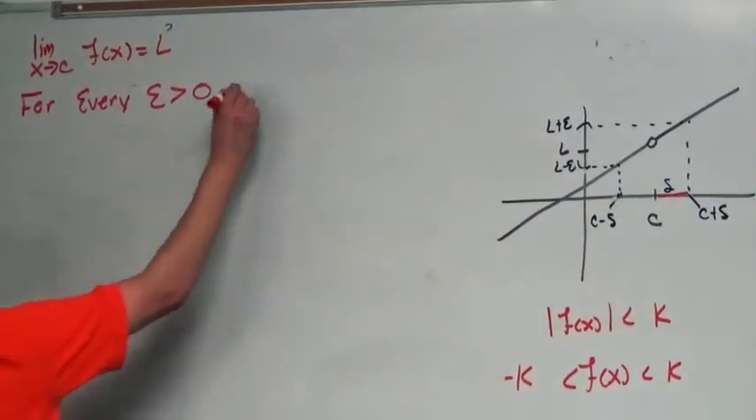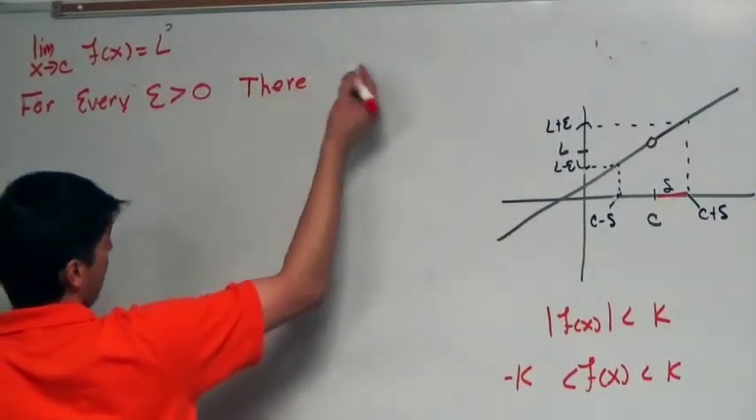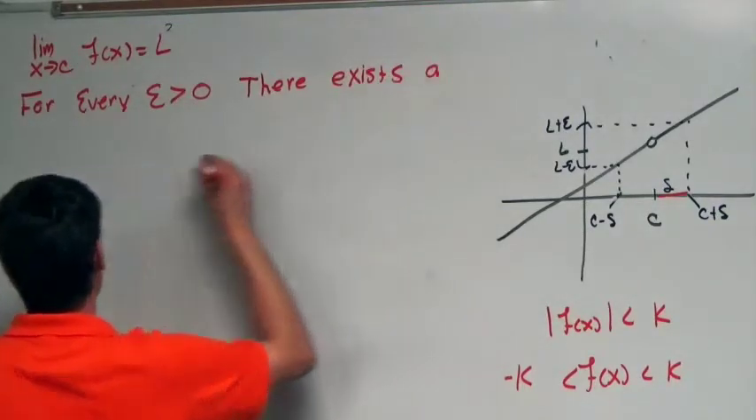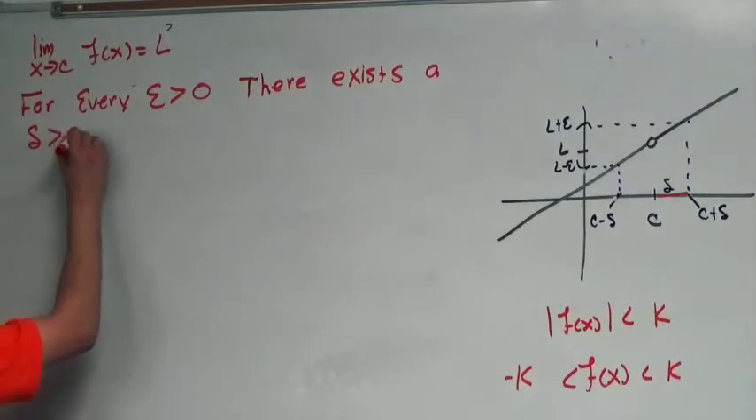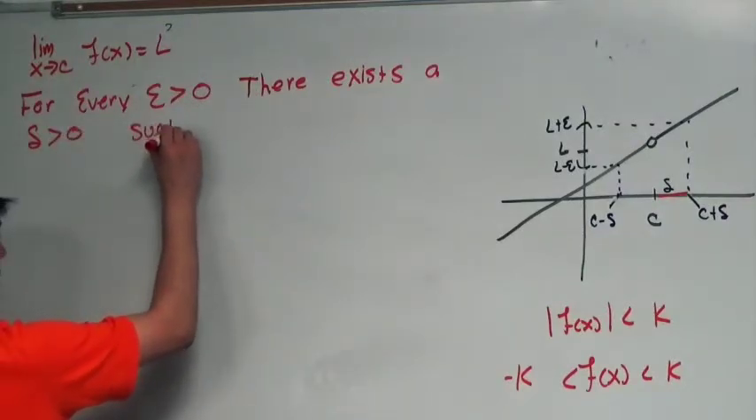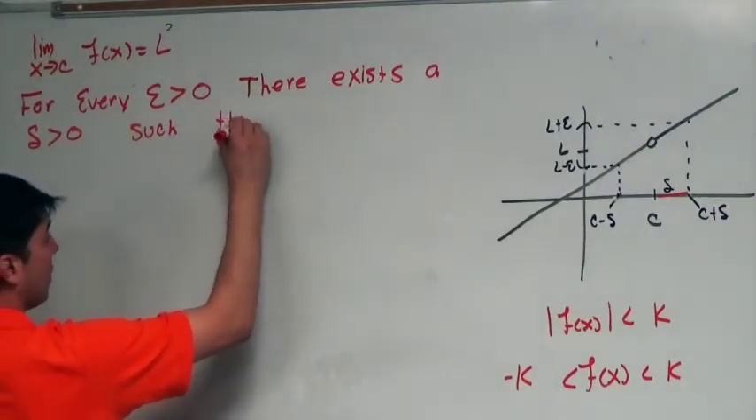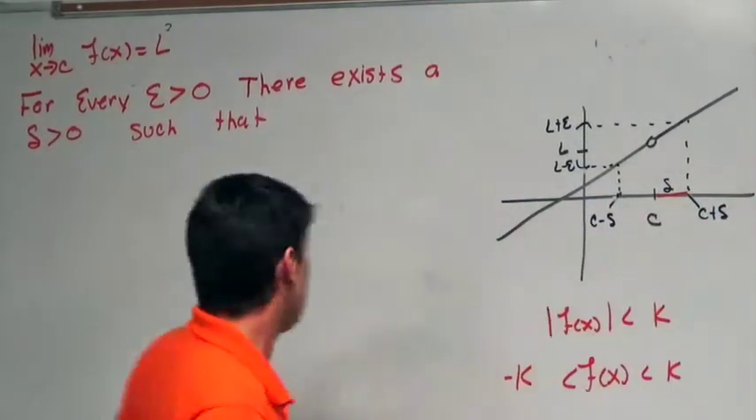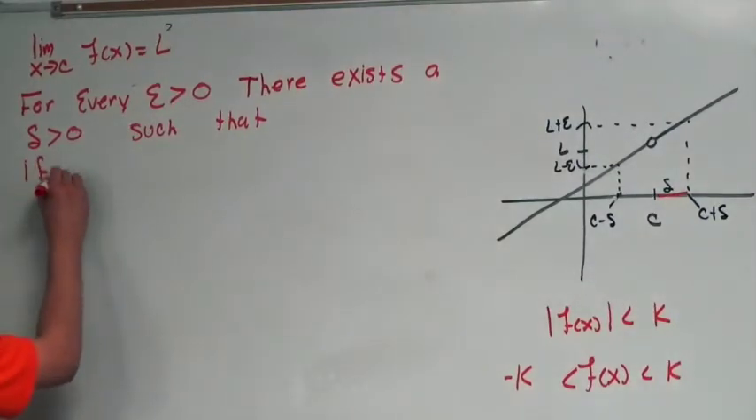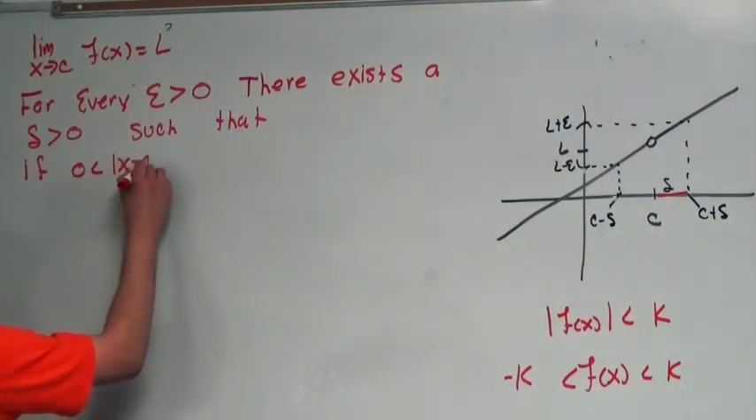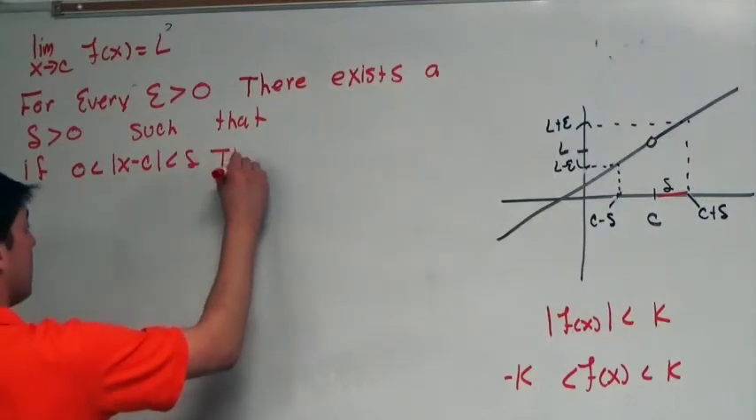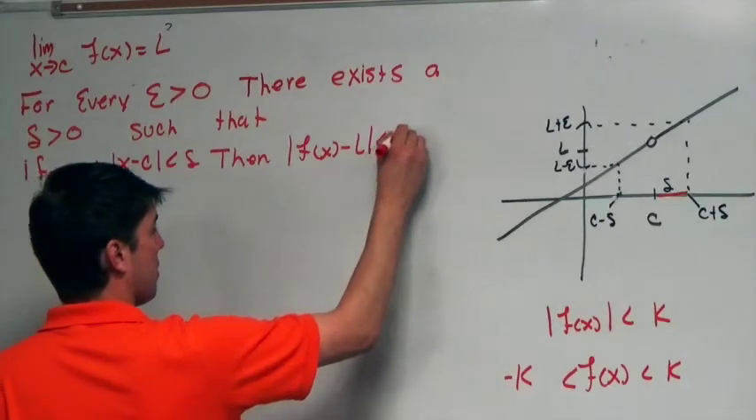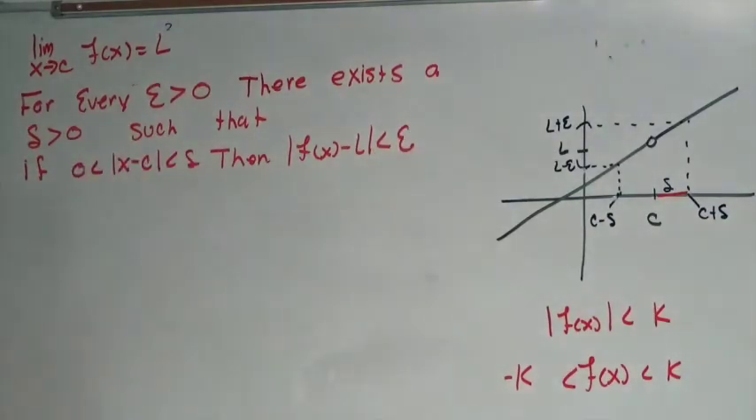There will be, or there exists, a delta greater than 0 such that, and then we have this if-then statement: if 0 is less than the absolute value of x minus c is less than delta, then the absolute value of f of x minus L is less than epsilon. Okay, so that is the formal definition of a limit.